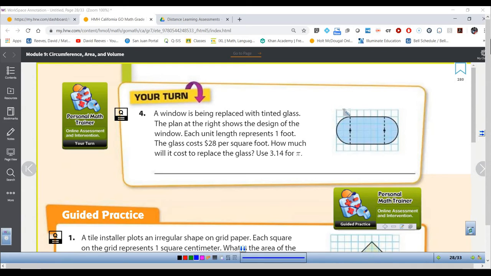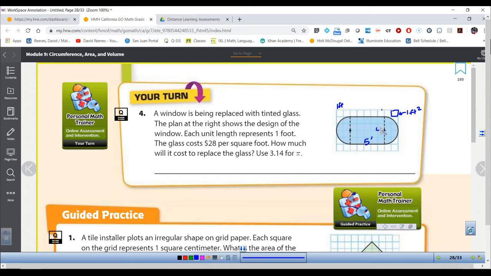All right, so let's take a look. First of all, this area represents the window, and they said that each one of these squares is 1 foot, right? So 1 square right there represents 1 square foot. So when we find the area of this, we're finding the area in square feet. Let's go ahead and count here. Right here we have 1, 2, 3, 4, 5. So this across here is 5 feet. Going up we have 1, 2, 3, 4. So this is 4 feet.